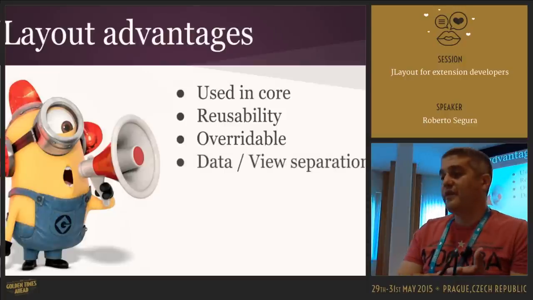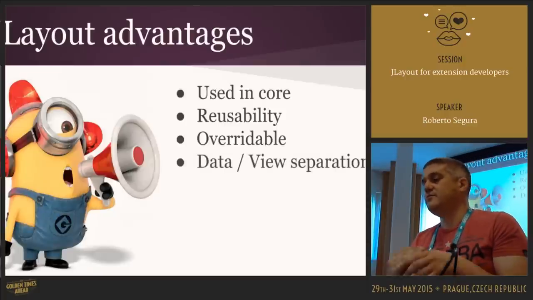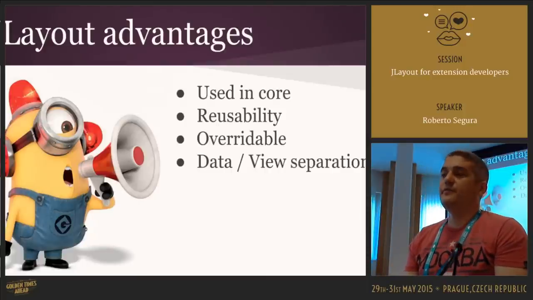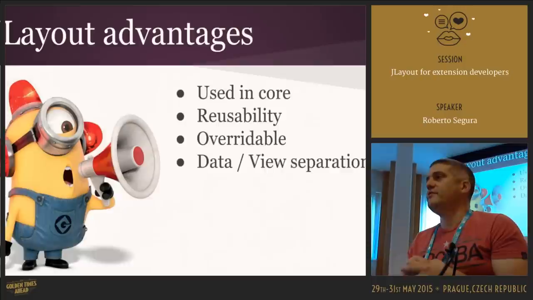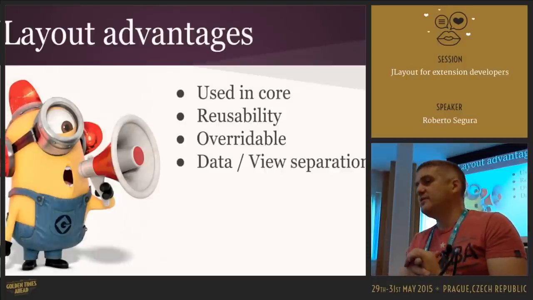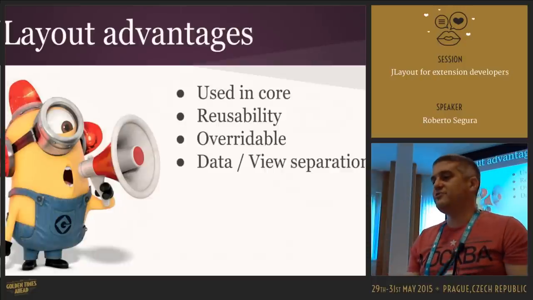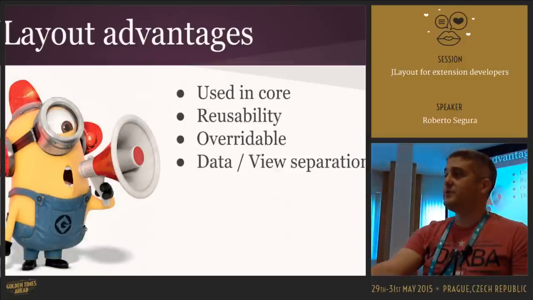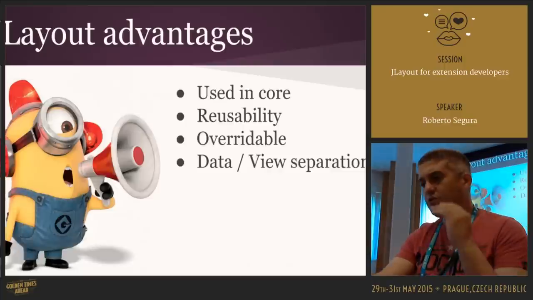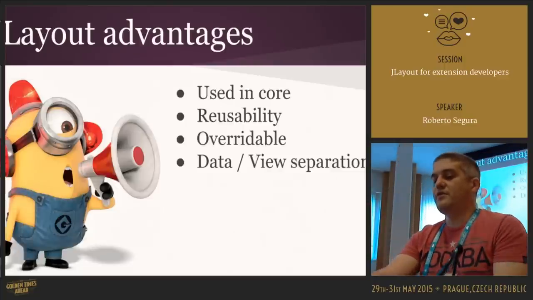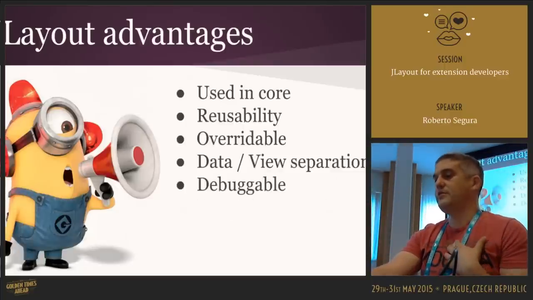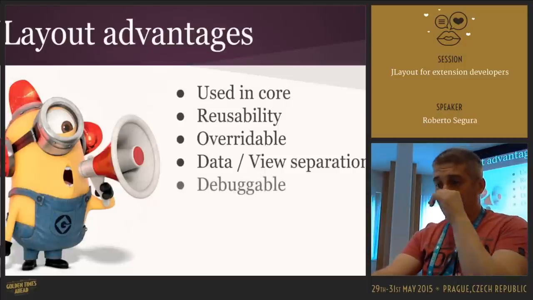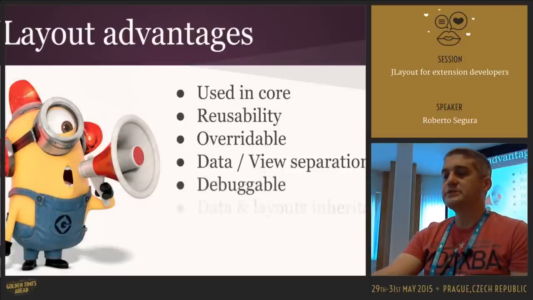One of the most important things, which we don't think a lot about, is where is the limit between the backender and the frontender, where the backender should stop and say, here you have the data, do with it whatever you want. So it clearly defines where my job ends and where the frontender's job starts. It's debuggable, as we have seen.